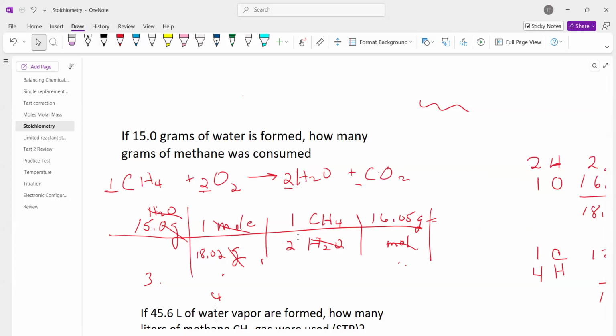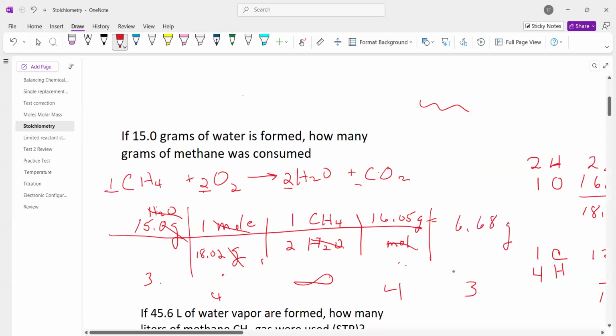Okay, so one person said infinite, and that's right. It's because it's exactly 1 and exactly 2. There's no measurement involved. So those don't come into play regarding the sig figs for the answer. We've got 4 here, means our answer is going to have 4. So it's going to be, the answer is going to have 3, not 4. Okay, so we're looking at 6.68 grams of methane.